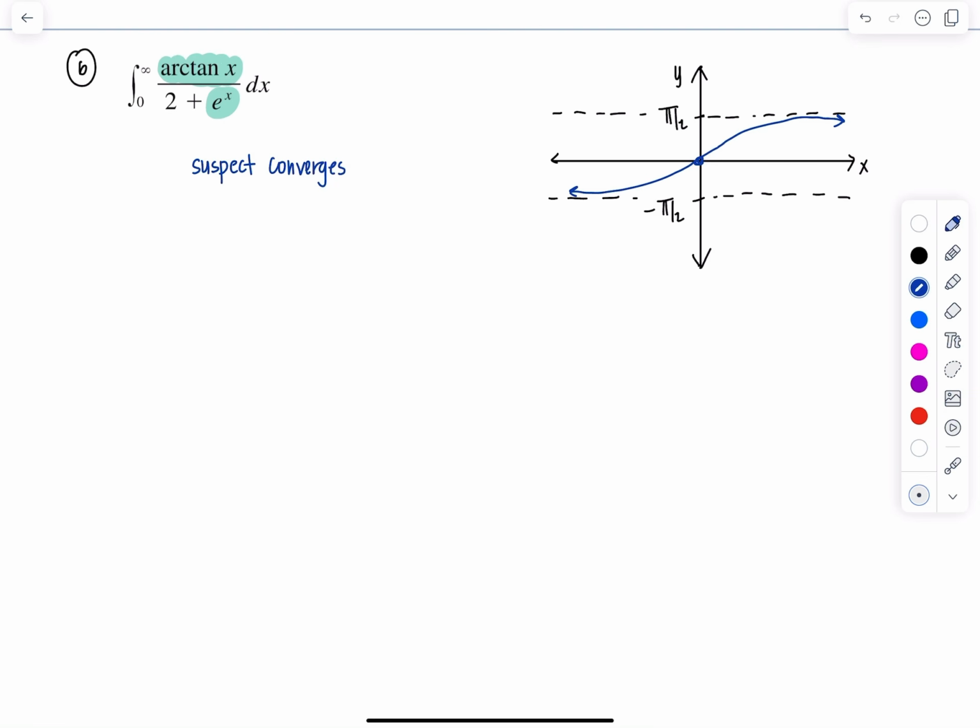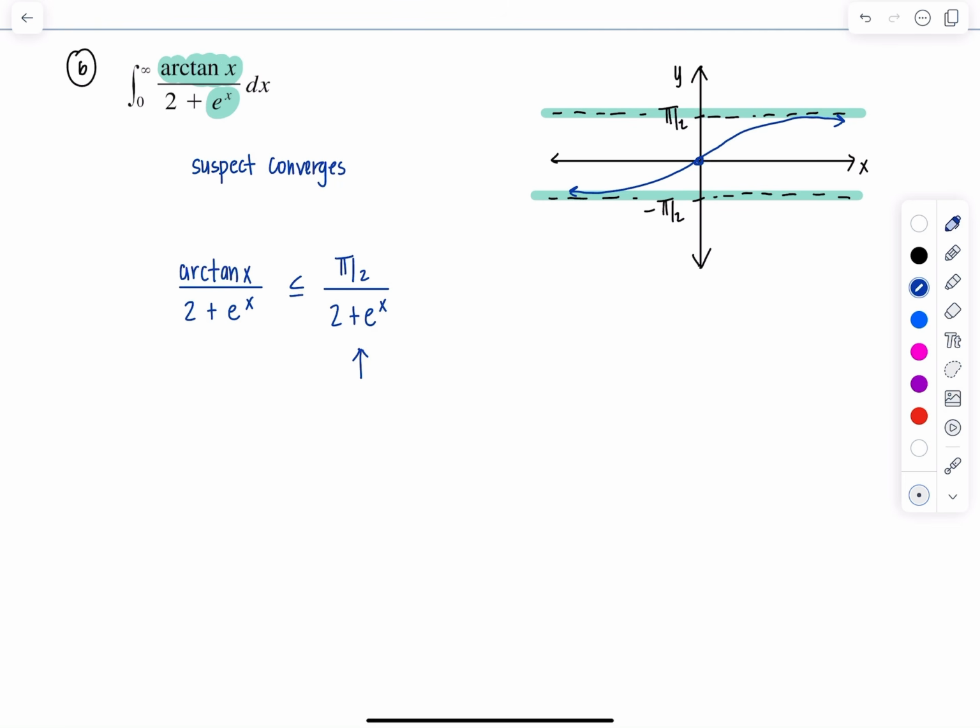So I need to show that this function here is smaller than something else whose improper integral converges from 0 to infinity. So let's see if we can set up an inequality. So arctan of x over 2 plus e to the x. Well, I already know arctan is bounded by pi over 2 and negative pi over 2. So for sure, arctan of x is less than or equal to pi over 2 over 2 plus e to the x, right? Good. I don't like this function yet.